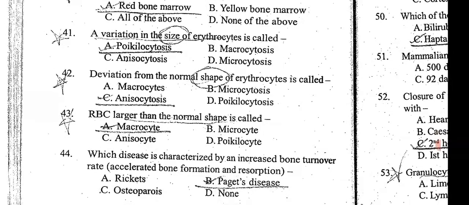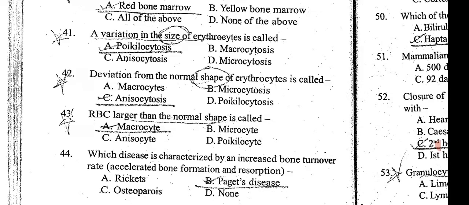Variation in size of erythrocytes is called poikilocytosis. Poikilo means variable. Poikilocytosis is variable cytosis, cytosis meaning cells. Variable size of cell is known as poikilocytosis.